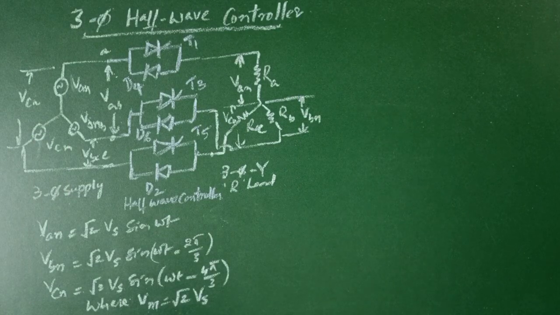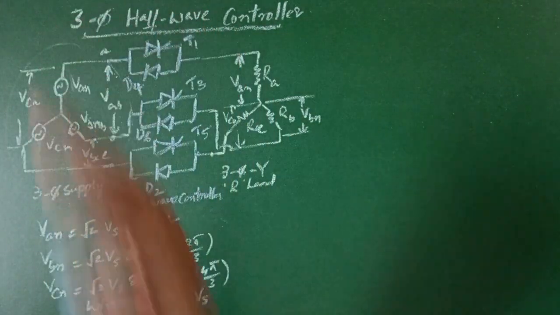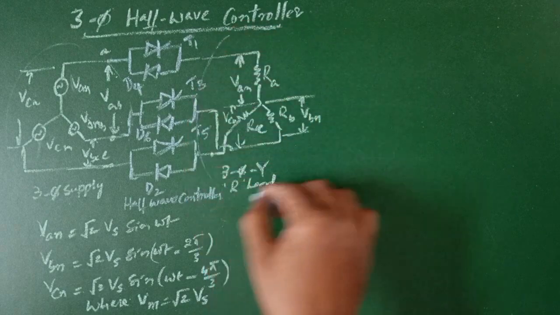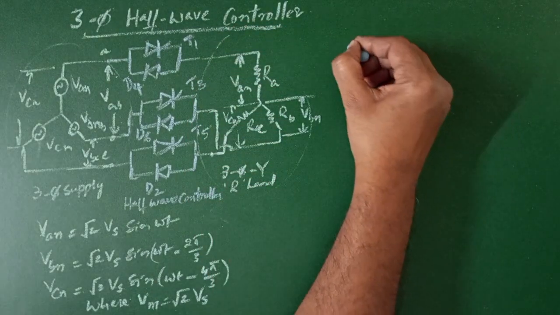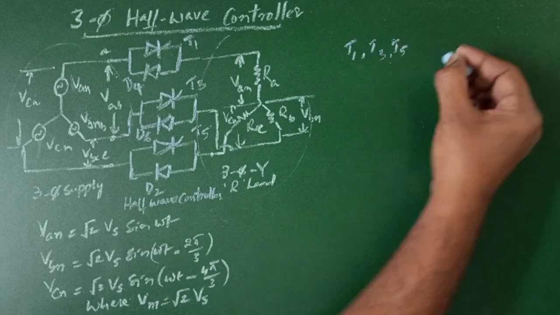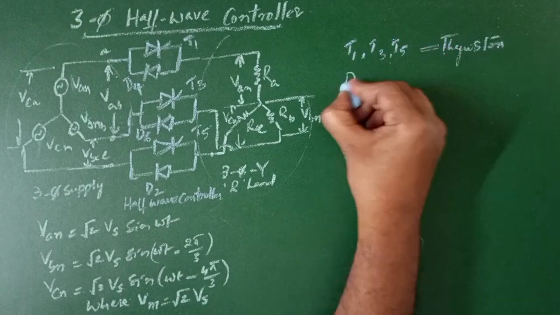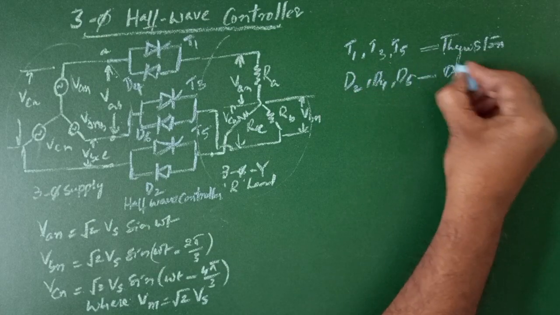Three-phase half-wave converter. The basic circuit looks like this, where this is the three-phase supply, this is the half-wave controller part, and this is our load, which is a three-phase star-connected resistive load, where we use T1, T3 and T5 thyristors, and D2, D4 and D6 are diodes.